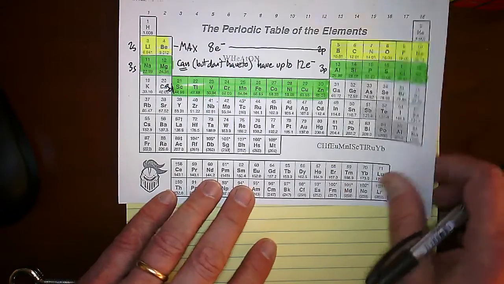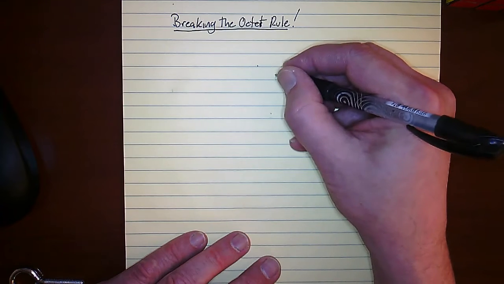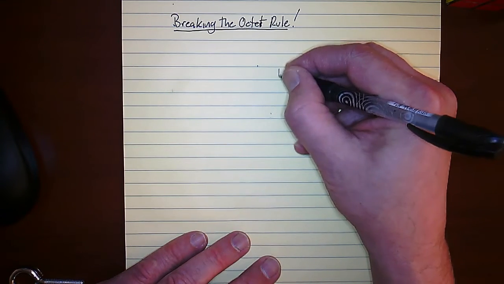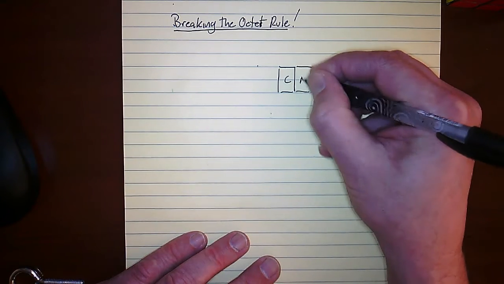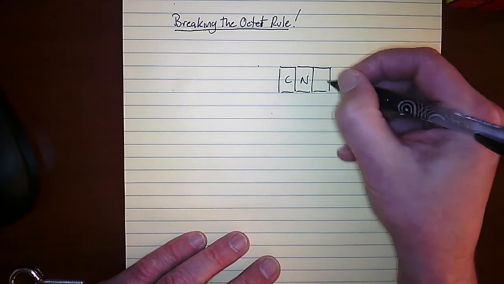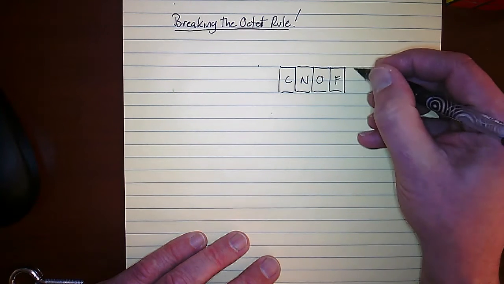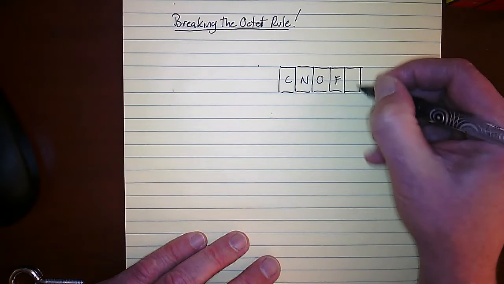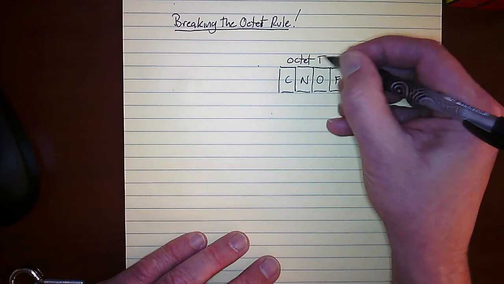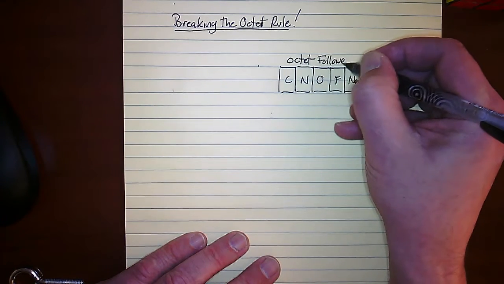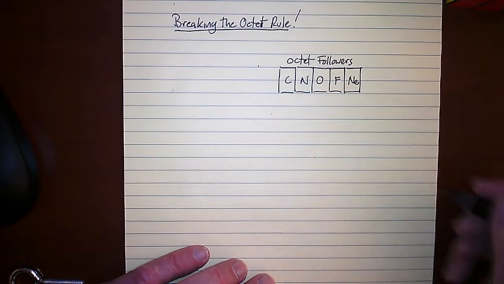So what you're going to see is that our octet followers are actually relatively few. In fact, the only guys who have to follow the octet rule are carbon, nitrogen, oxygen, and fluorine. I guess neon too, but neon is always following the octet rule. It doesn't form any bonds, right? So these are octet followers, right? Wake up, sheeple. You don't just have to follow the octet rule. Well, you kind of do, actually.